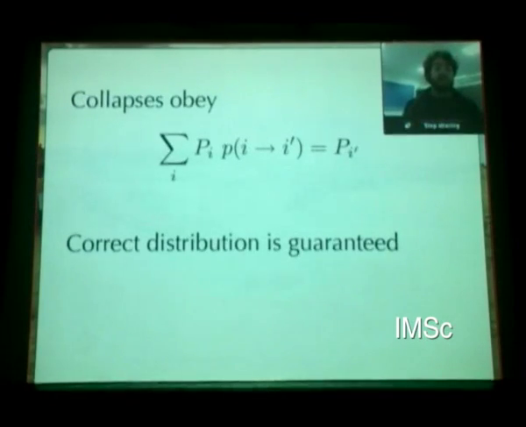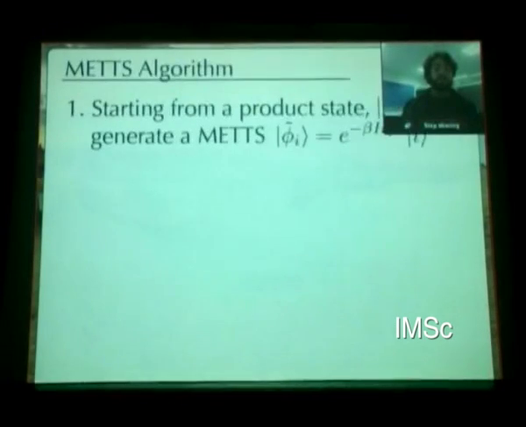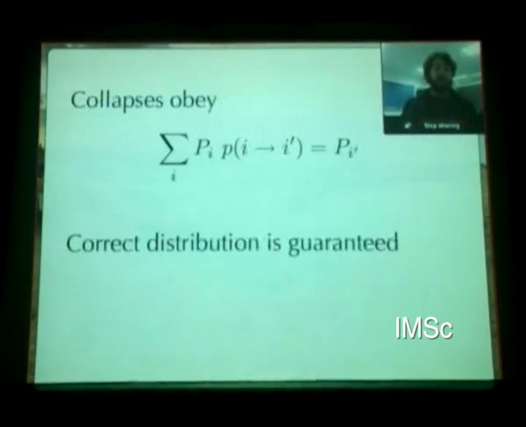It's this probability, this transition probability, that goes from i, where I made your METTS out of, to i prime, the next classical product state. That obeys this Markov chain fixed point condition. So you can show, it's basically a one-line calculation, that the probabilities of our METTS are a fixed point of this kind of update. So this, by these collapses, guarantees that you get the correct thermal distribution of these METTS. And that's an important fact.